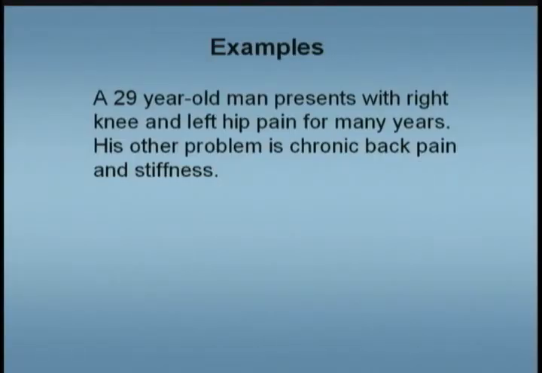This last patient here is a 29-year-old man who presents with right knee and left hip pain for many years. His other problem is chronic back pain and stiffness. So look at this, right knee, left hip pain, so that's oligoarticular asymmetric, and now he says, yeah, I have back pain and severe stiffness. And what I asked this guy is, this is a true case, I said, what do you mean by stiffness? And he said, oh, I have severe stiffness in the morning time.